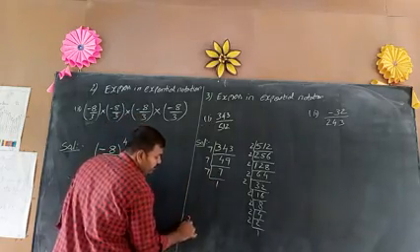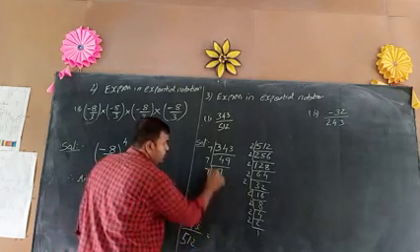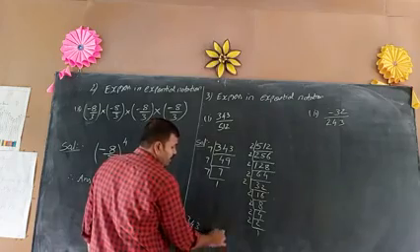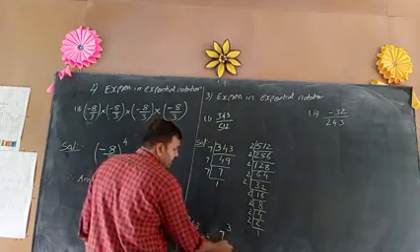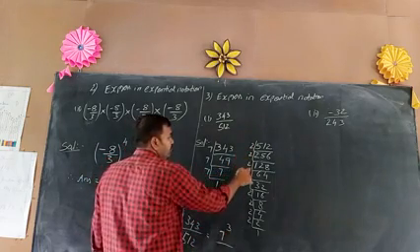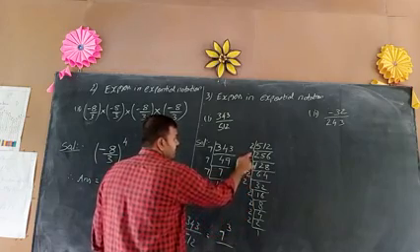Now this 343 by 512. In this one we got 7. How many times is that 7? 1, 2, 3. So write 3. 7 power 3 by 2 power 9, 1, 2, 3, 4, 5, 6, 7, 8, 9.